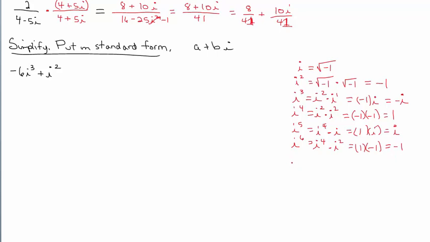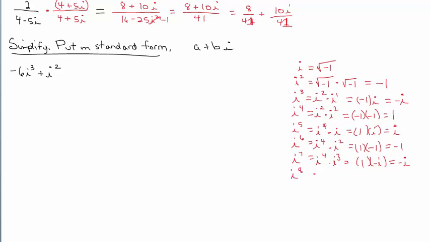Okay, look at i to the seventh. i to the fourth times i cubed. Well, i to the fourth is positive 1. i cubed, way back up here, is negative i. So that answer is negative i. Hopefully you see the pattern that's developing.